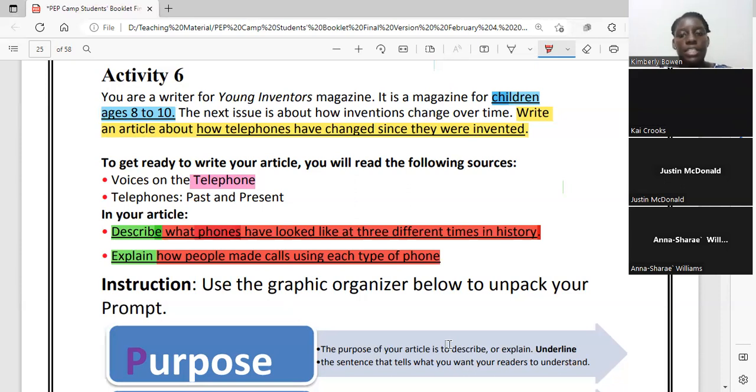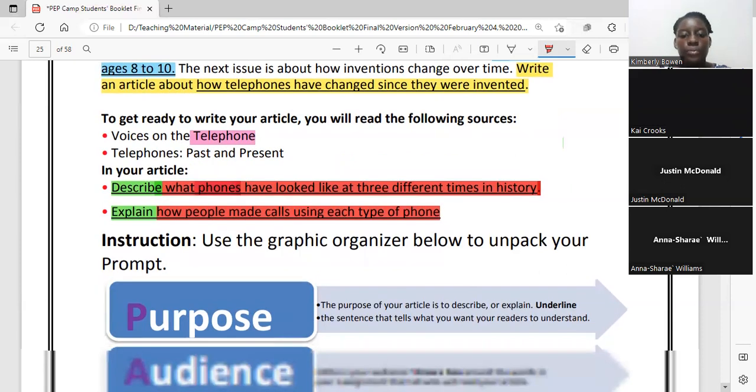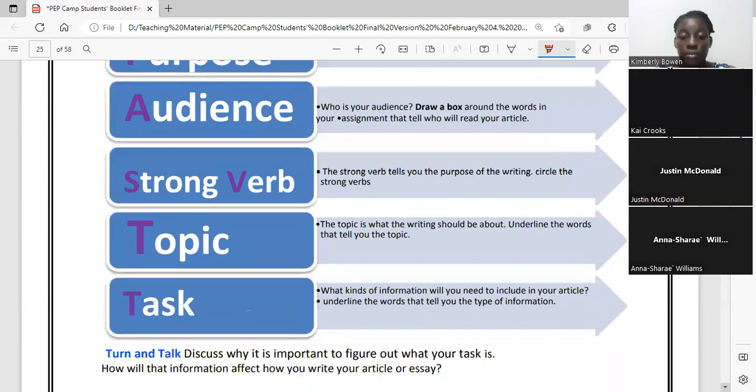Are there any questions? Are there any questions? Okay, I'm going to take the silence for now. Okay, then. Thank you, Anna. So let's discuss why it is important for us to figure out the task. Why do you think it's important for us to figure out the task?